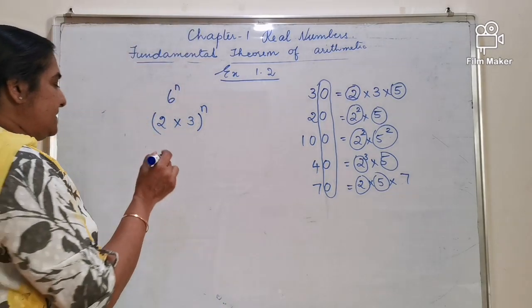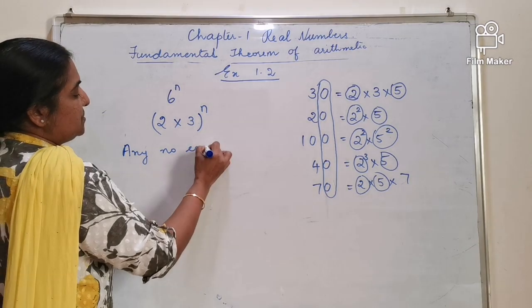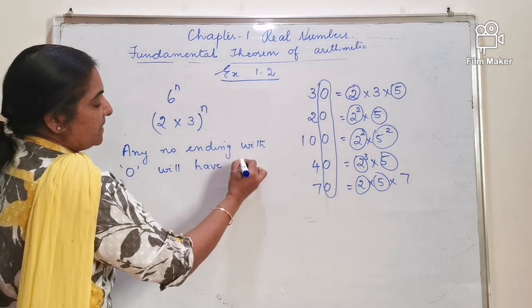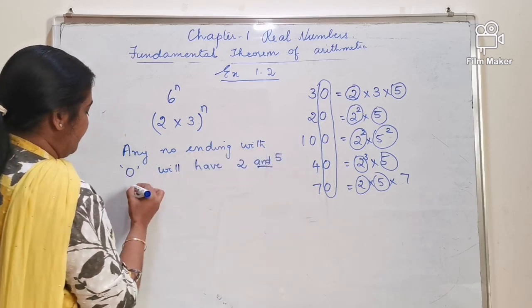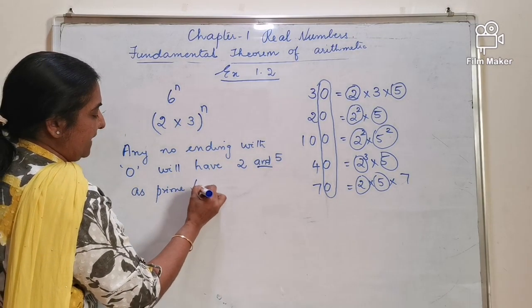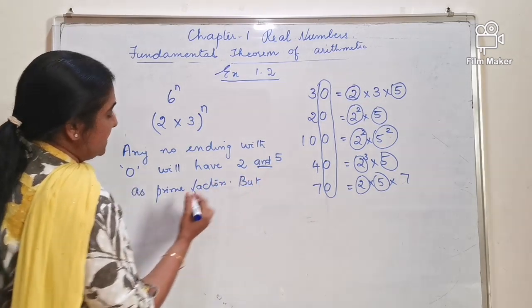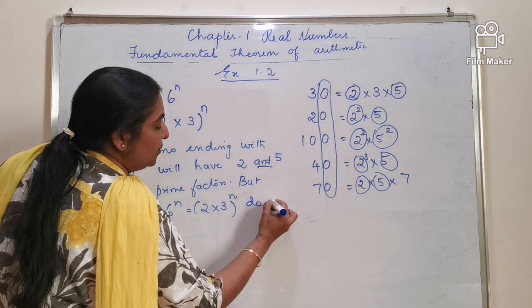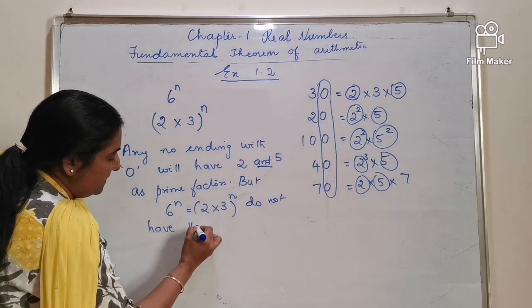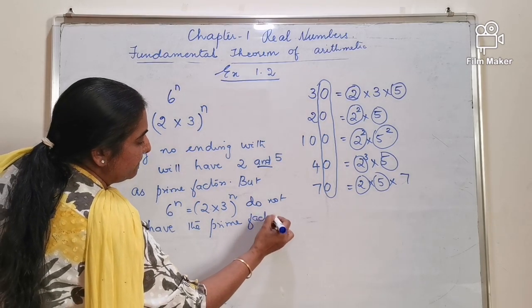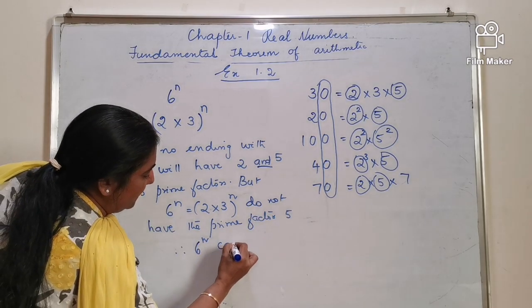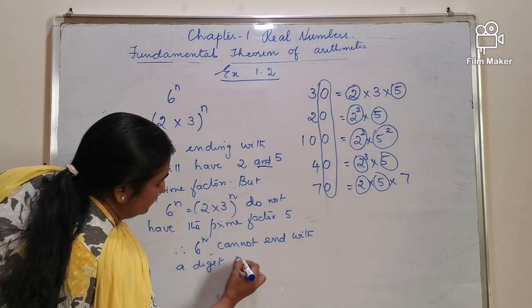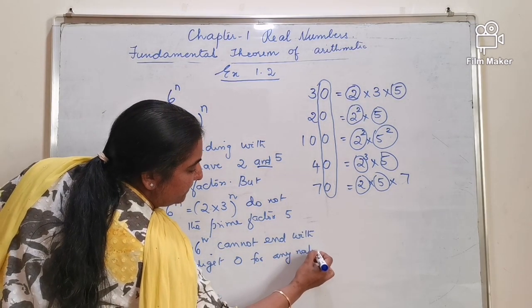How do you write the answer? Any number ending with 0 will have 2 and 5 as prime factors, but 6 to the power of n is equal to 2 into 3 to the power of n, which does not have the prime factor 5. Therefore, 6 to the power of n cannot end with a digit 0 for any natural number n.